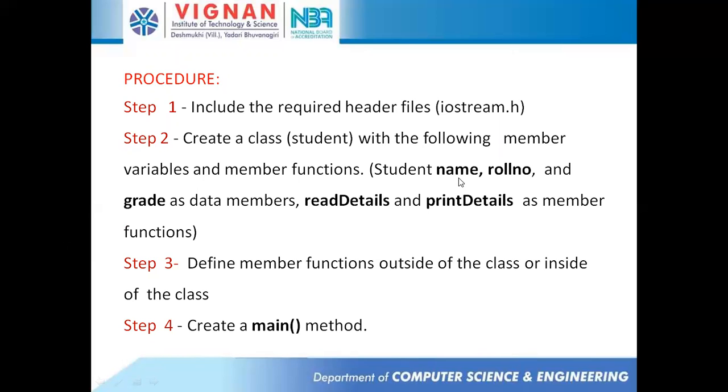So this class has member variables name, roll number, and grade, and member functions read details and print details. Read details is for taking the inputs from the user, and print details is for displaying the output, that is, displaying the data of the students. So this is about the class declaration. Basically the class consists of member variables as well as member functions. The member variables here are name, roll number, and grade, and the member functions are read details and print details. You have to declare these within the class.